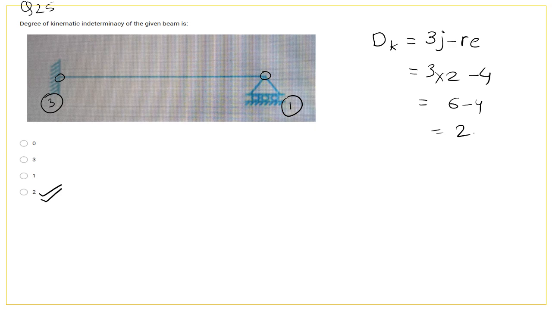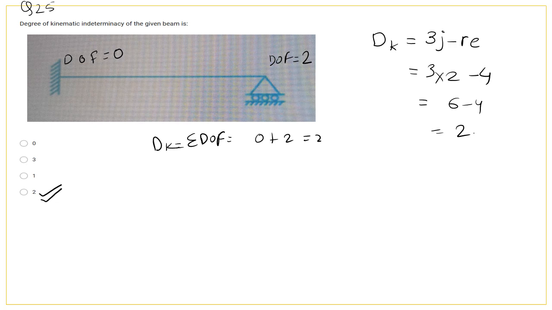There is another method to find the degree of kinematic indeterminacy. Here the fixed beam is given. The degree of freedom for a fixed support is 0, and the degree of freedom for the roller support is 2. By adding the degrees of freedom, the summation of degrees of freedom equals Dk. So here 0 plus 2 equals 2. This is how you calculate the kinematic indeterminacy, and the degree of freedom for a rigid frame is 3, and for a hinge support is 1.